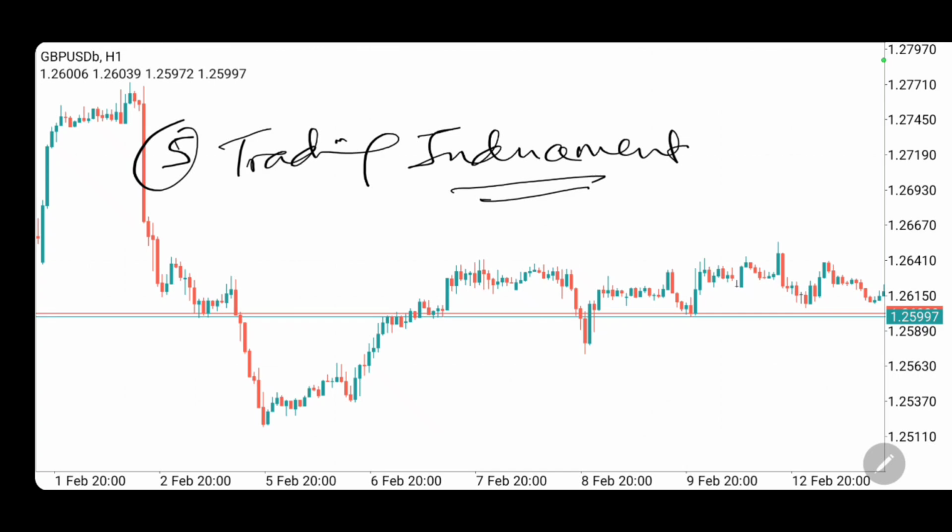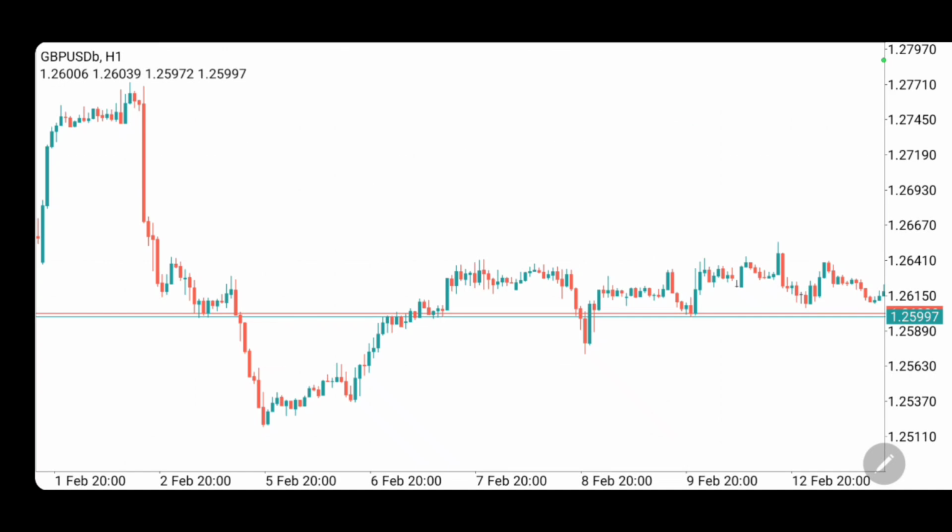So that is similar to mitigation. It's similar to liquidity runs, but this one is actually an inducement. They are trying to lure you into taking trades from a zone that you think is going to hold, but that zone will not hold. I will show you right now. Please try and view the detailed video I made earlier on inducement, so you see how it works.